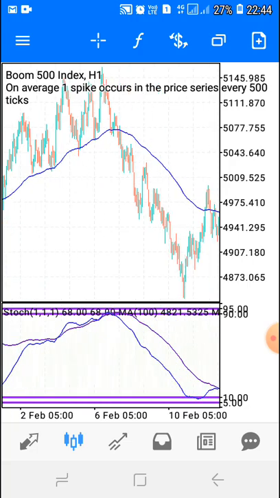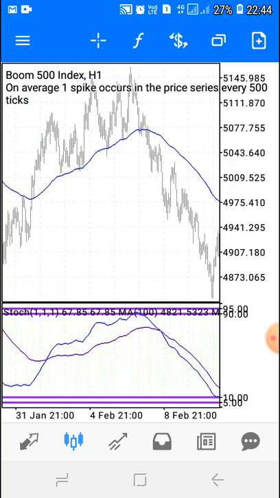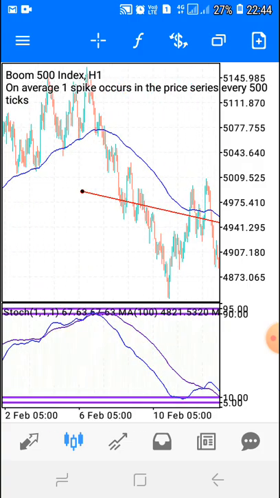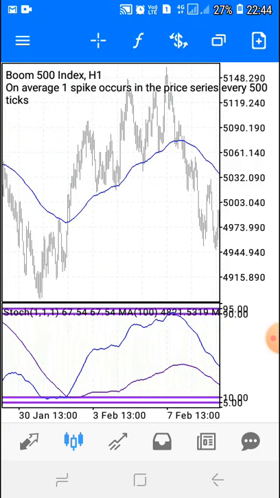Boom, break below the trend line again. Since we are looking for scalping opportunities, we draw a trend line. We just remove this one. We draw our trend line like this. Boom, we see an entry.